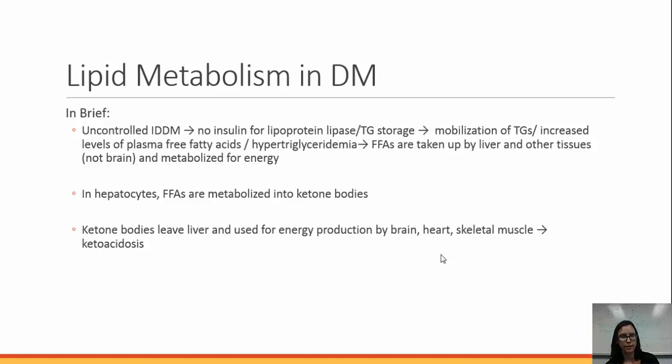Free fatty acids can be taken up by the liver and other tissues and metabolized for energy, but they cannot be taken up by the brain. In hepatocytes, free fatty acids are metabolized into ketone bodies, and these leave the liver to be utilized as energy by certain tissues when there is an absence of glucose. The tissues that can utilize the ketone bodies are the brain, heart, and skeletal muscle. However, when they are forced to use ketone bodies instead of glucose, we have ketoacidosis, and this is accompanied by health consequences.